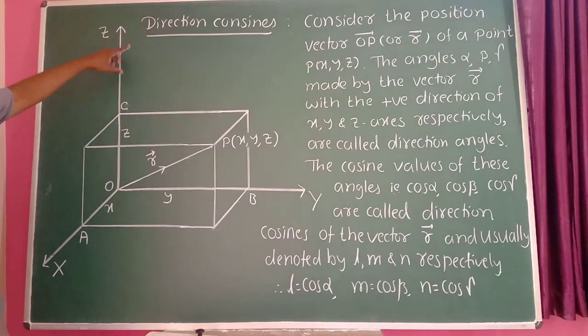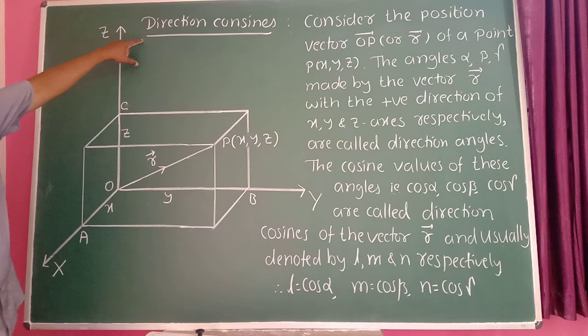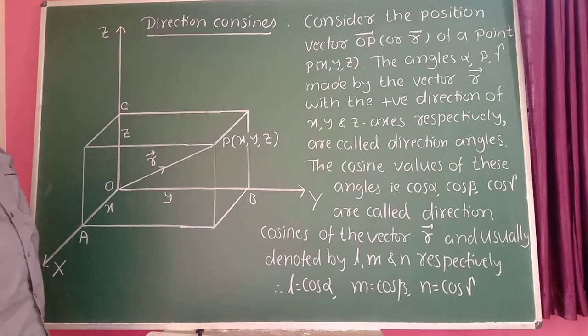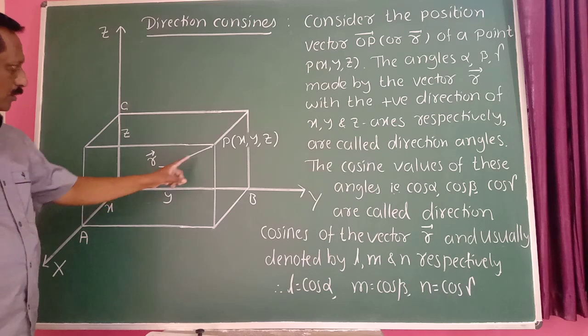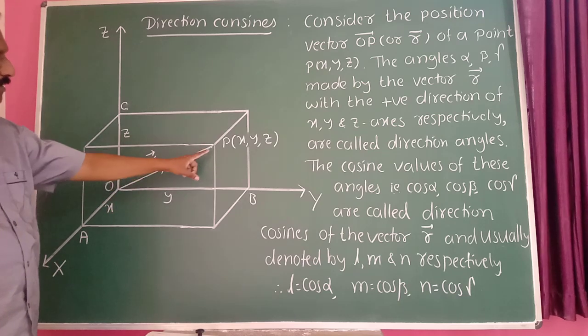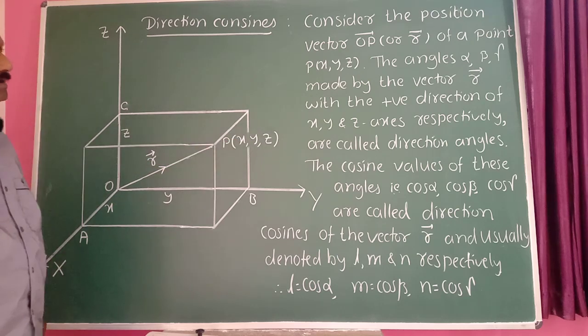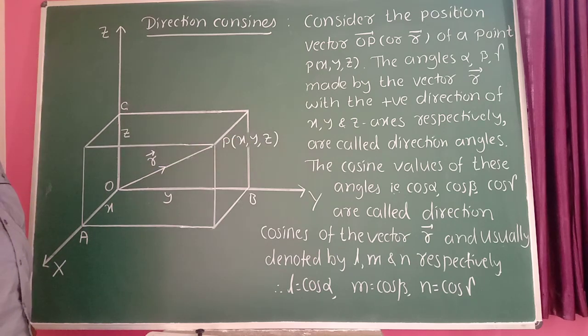Okay, next, direction cosines. Consider the position vector OP bar or r bar of a point P with coordinates x, y, z. Here OP is the position vector of the point P. The angles alpha, beta, gamma made by the vector r bar with the positive direction of the x, y, z axes respectively.